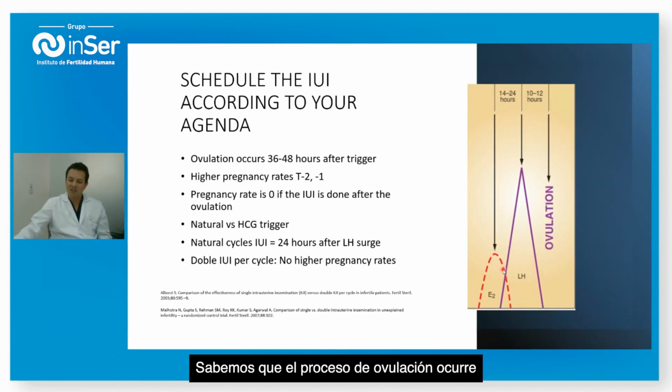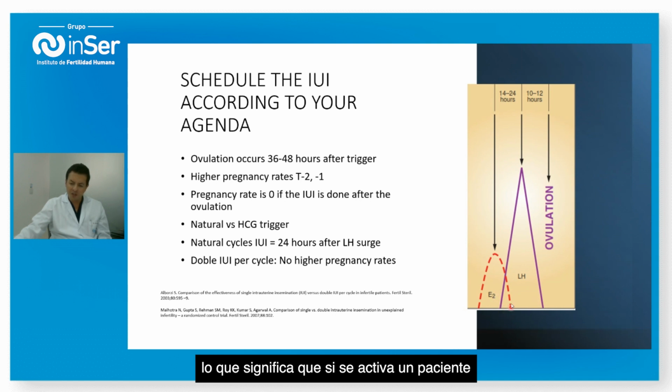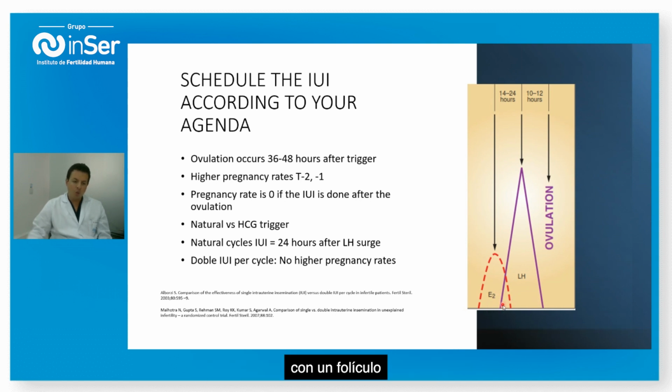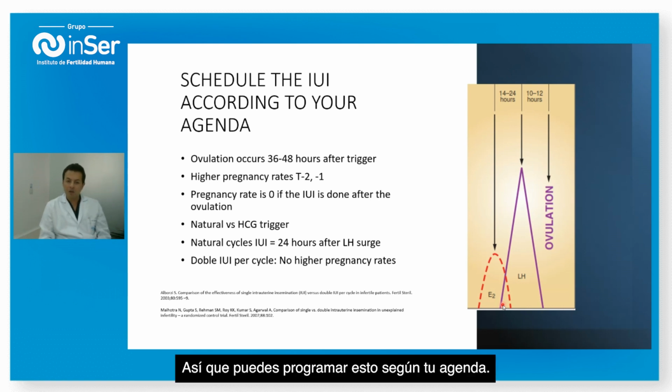We know that the ovulation process happens 36 hours after the beginning of the LH peak, which means that if you trigger a patient with a follicle of 18 millimeters, 36 hours later, she will ovulate. Between 36 to 48 hours later, she will ovulate. So you can schedule this according to your agenda.